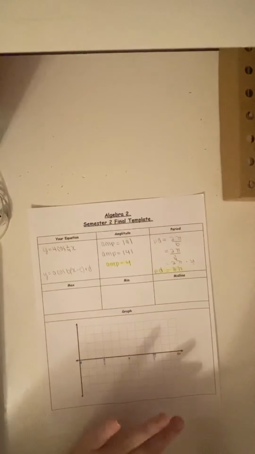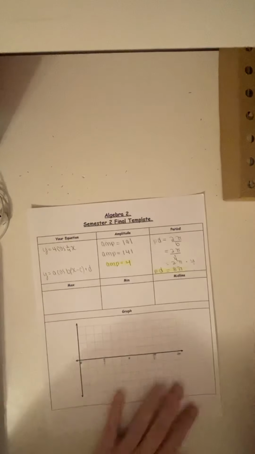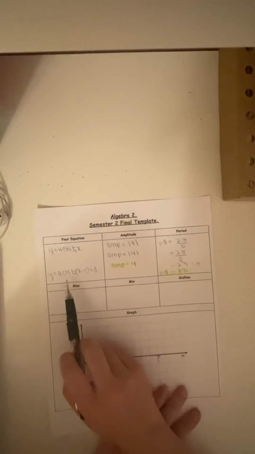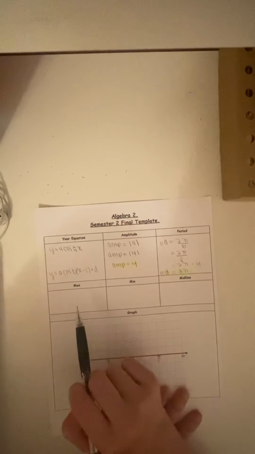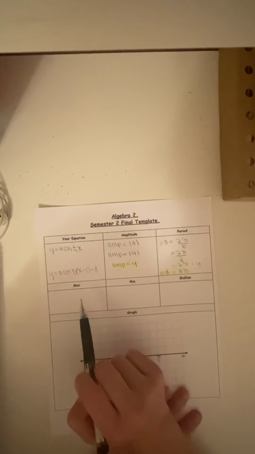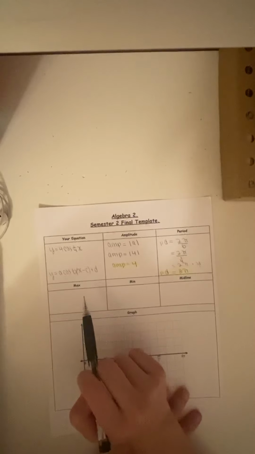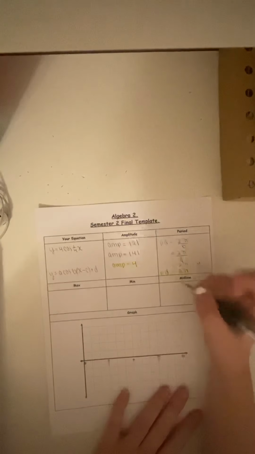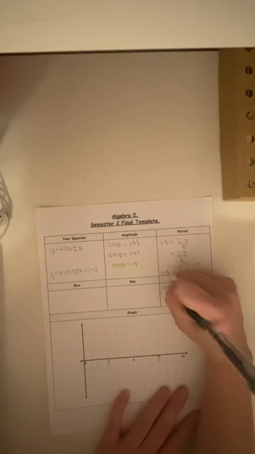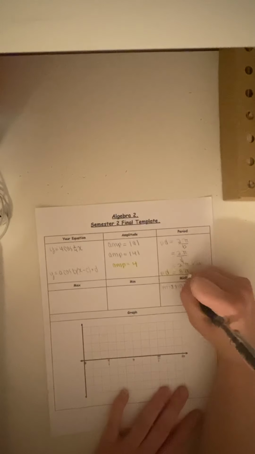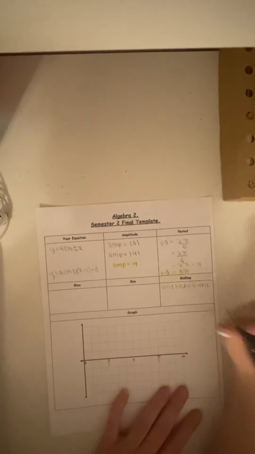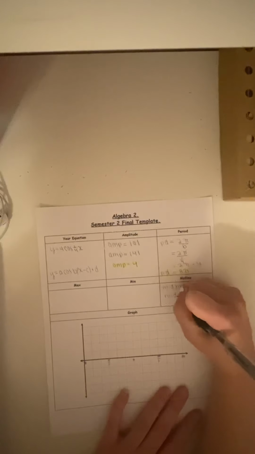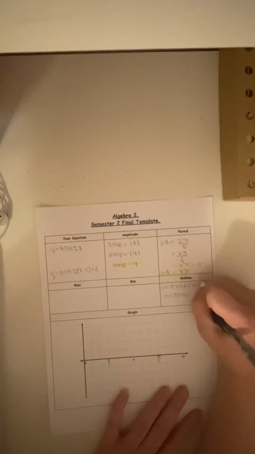Now we want to find the midline. If you look back at our original equation, you can see that c and d are both 0, which means there's going to be no vertical or horizontal shift. So that means our midline is simply going to be along the x-axis. So the midline equals 0.